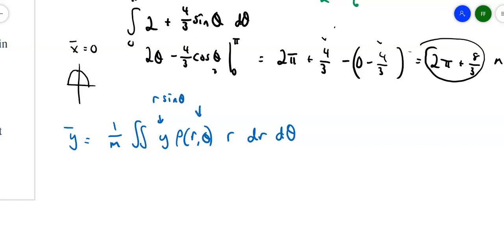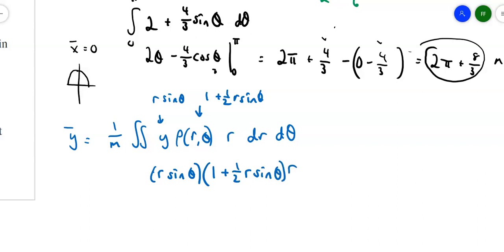And that rho, we already had as 1 plus 1/2 r sine theta. Ooh, this is going to be fun. Let's multiply all this out. So I get, let's work just on the inside here for a minute. So I got an r sine theta times 1 plus 1/2 r sine theta times r.